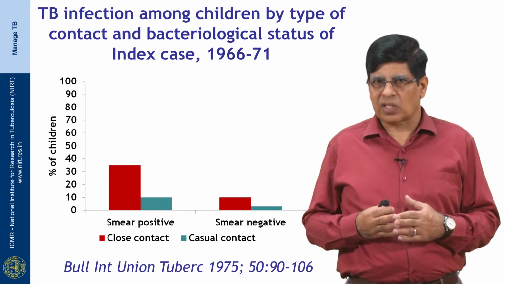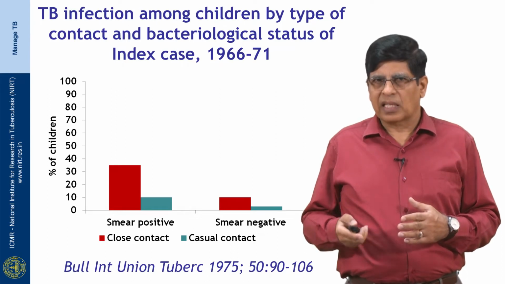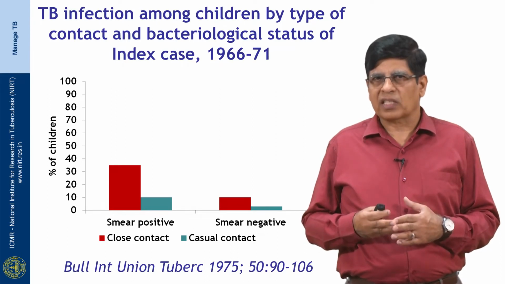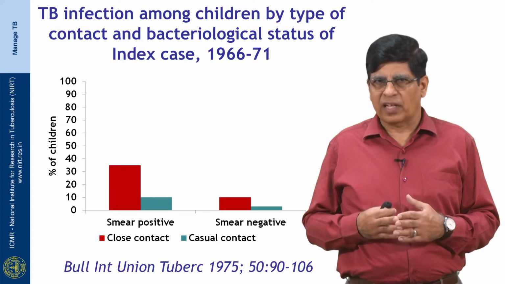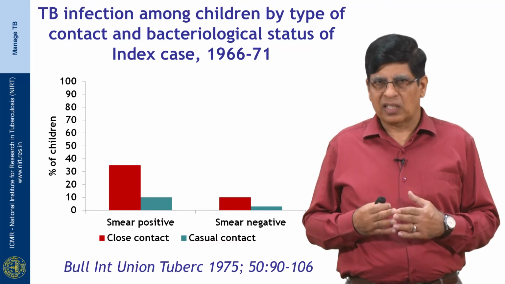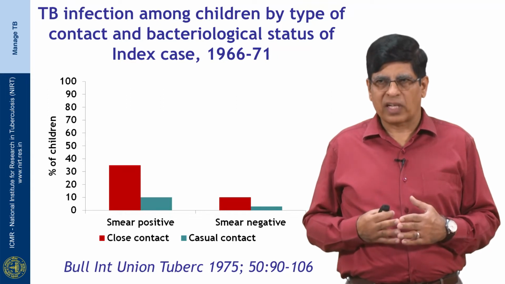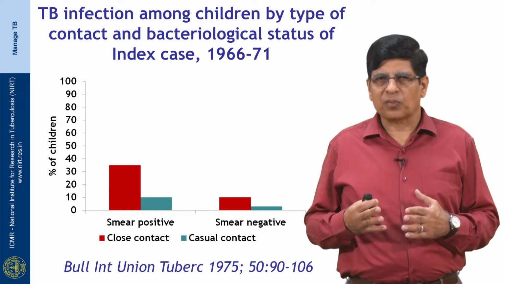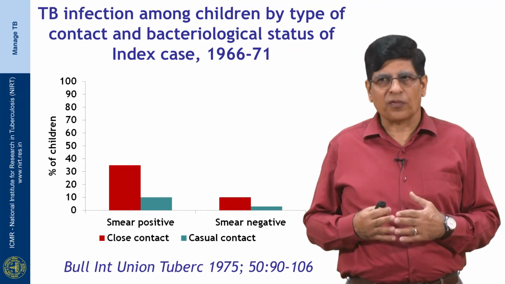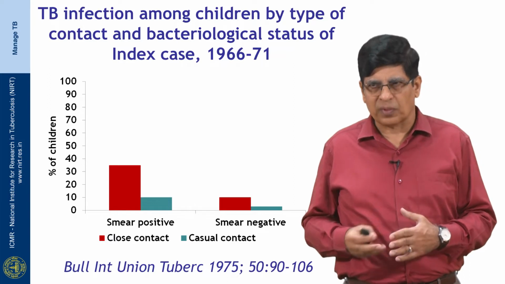This slide shows that about 40% of the close contacts, as shown in the red bar on the left, get infected, compared to about 10% of those who are casual contacts. And smear negative TB is also infectious, though only one-fifth as infectious as smear positive pulmonary TB.